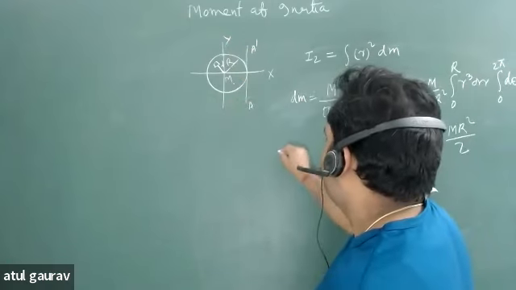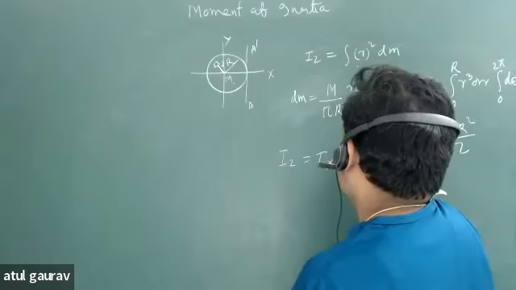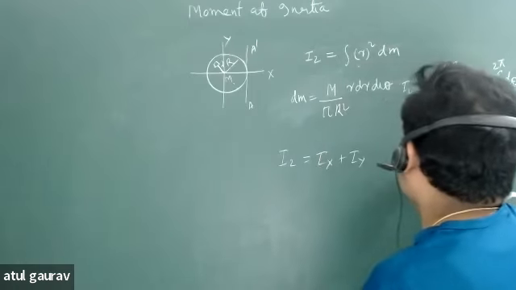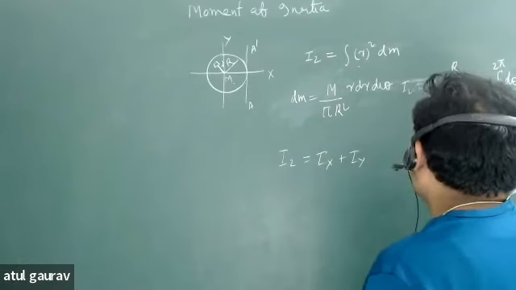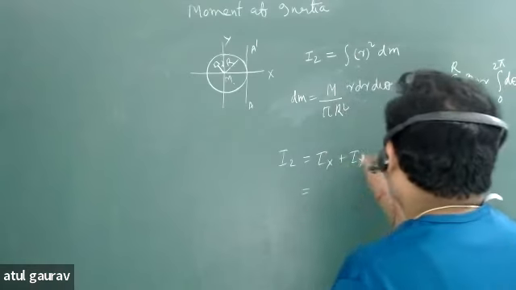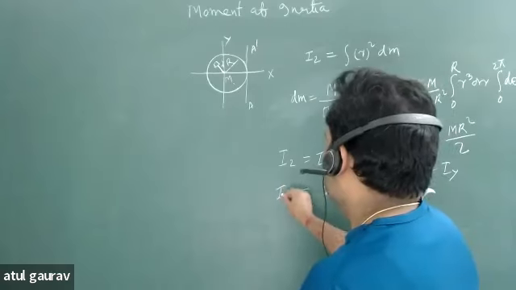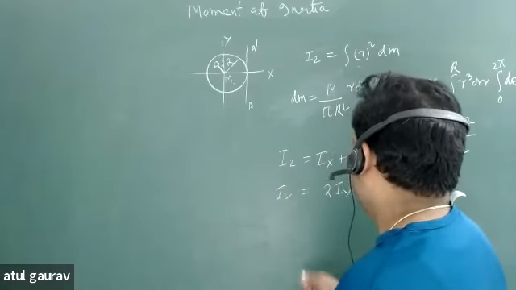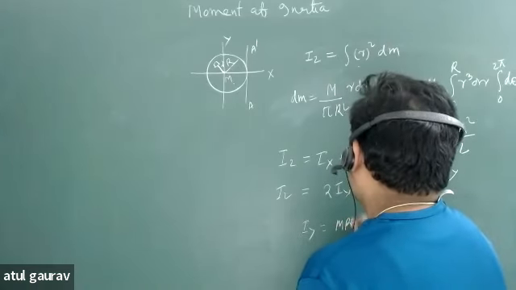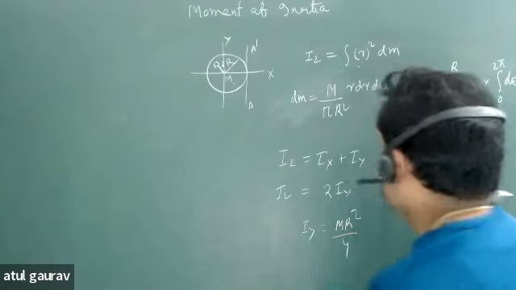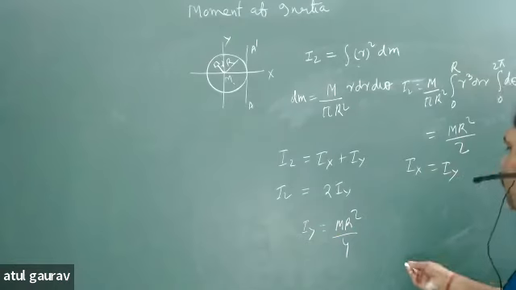यहां पर क्या use करेंगे? Perpendicular axis, perpendicular axis theorem. Again, I can say Ix is equal to Iy. Yes sir? Yes. So I can write it, this value is equal to 2 times Iy is equal to Iz. So what will be the value? Iy is equal to mr square by 4. Isn't it? Now अगला क्या use करना है? Parallel axis, parallel axis theorem.